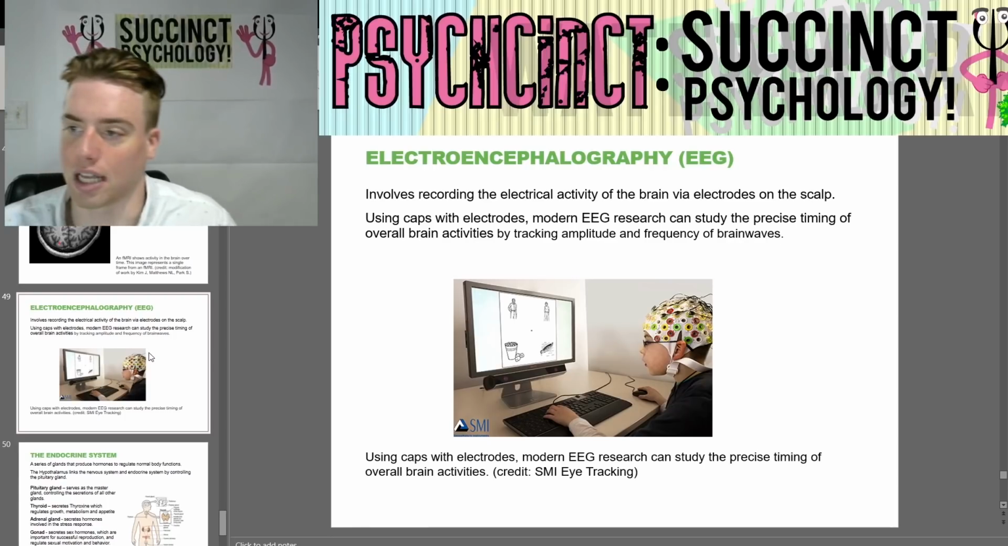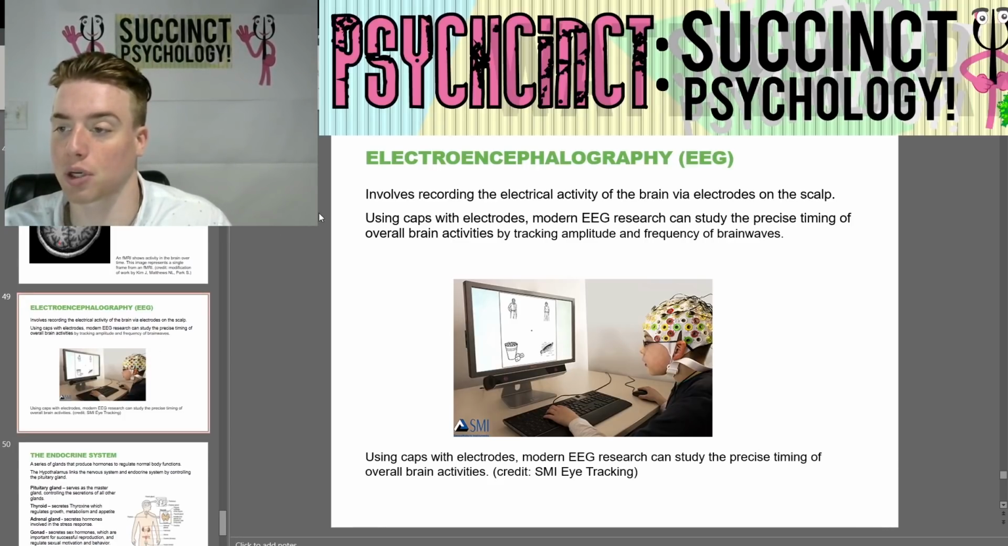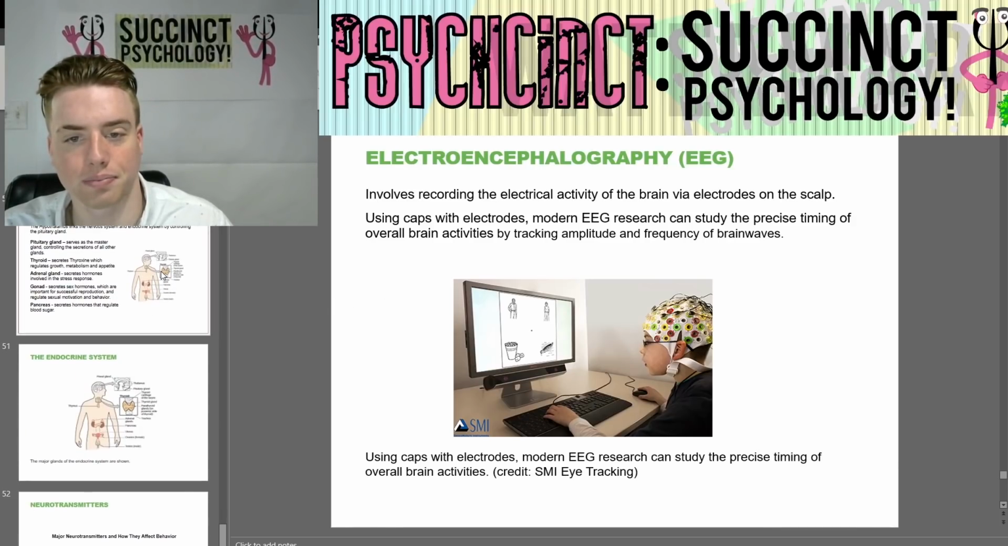Next we have an electroencephalography. I think I said that right. Or EEG to make it a bit easier. So it involves recording the electrical activity of the brain via electrodes on the scalp. Using cap with electrodes, modern EEG research can study the precise timing of overall brain activities by tracking amplitude and frequency of brain waves. So here you see a picture, electrodes on the brain, well, not on the brain, but on the head, so they can track amplitude and frequency of your brain waves. And he's completing a task so they can measure all that good stuff.